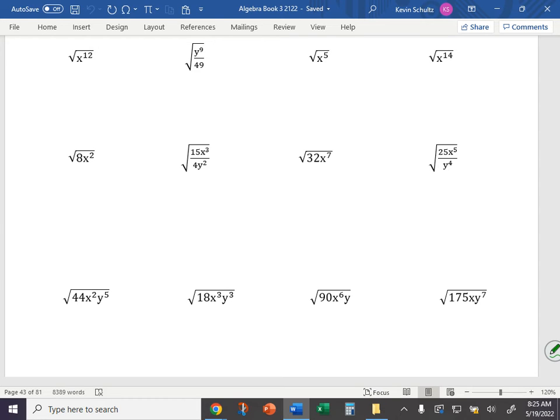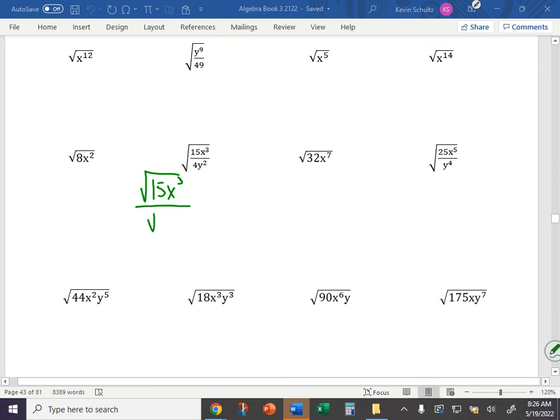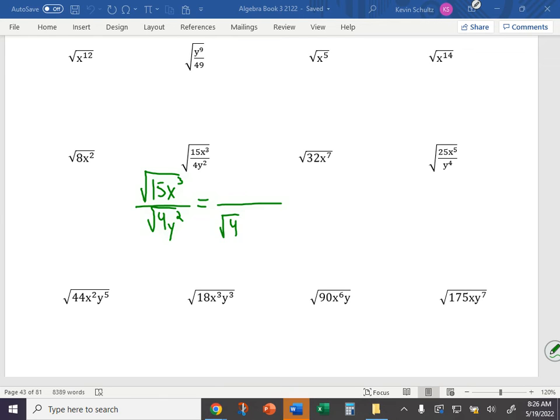All right. Based on what we talked about earlier today, we can split this up into the root of the numerator over the root of the denominator. So we don't have to deal with the whole fraction as a whole. We can separate it into its parts. Let's deal with the denominator first. Root 4y squared. We can rewrite this to be the root of 4 times the root of y squared.